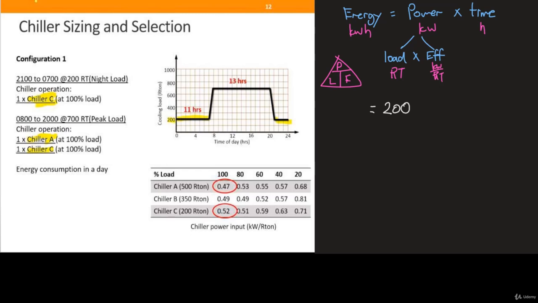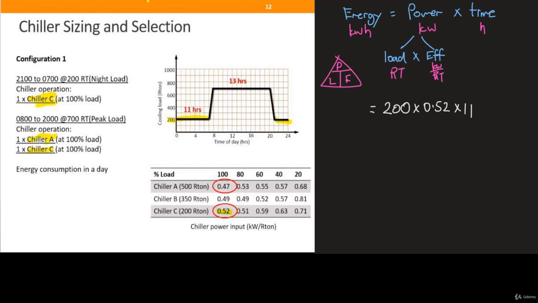Load is 200. Okay, your load is 200. How about the efficiency? Efficiency, you will need to get it from the table. Since you are running 1 times chiller C at 100%, you will need to get the efficiency at 100%, which is 0.52. So 200 times 0.52 times 11 hours. Okay, that is the energy consumption during the off-peak.